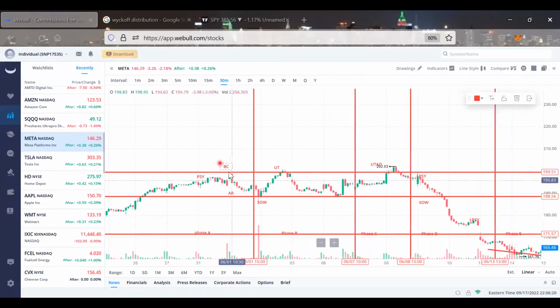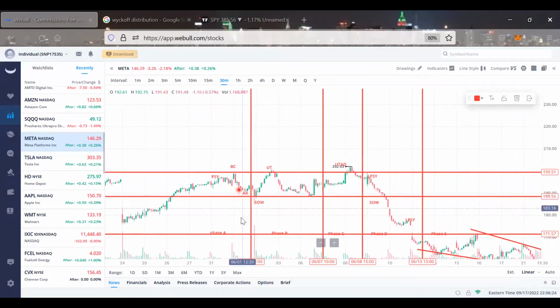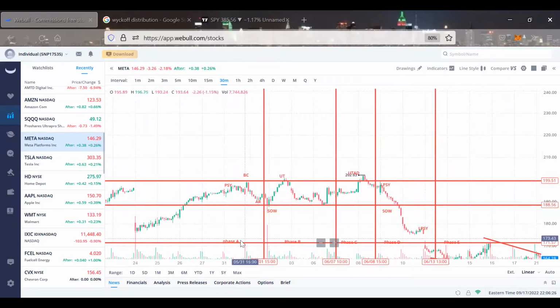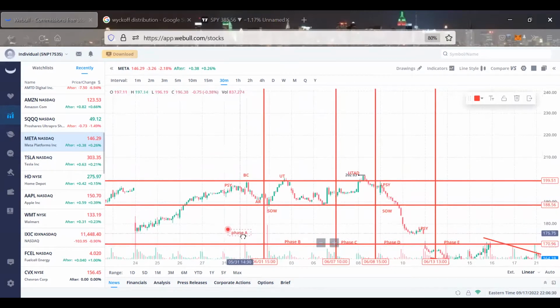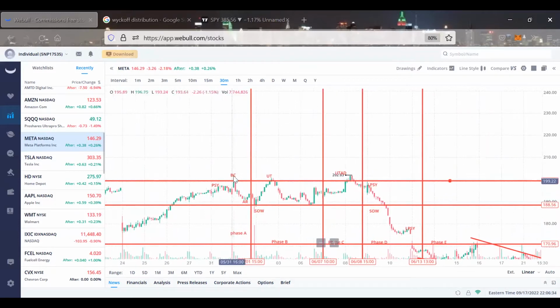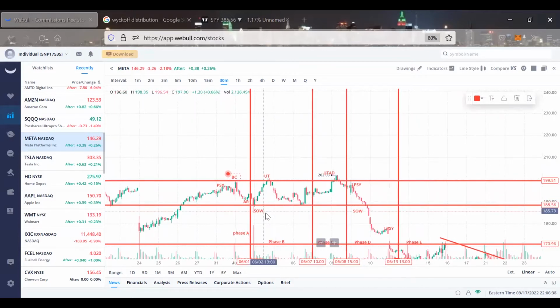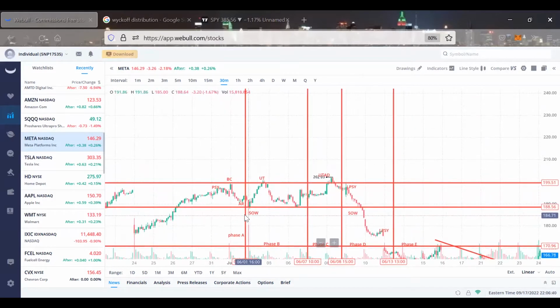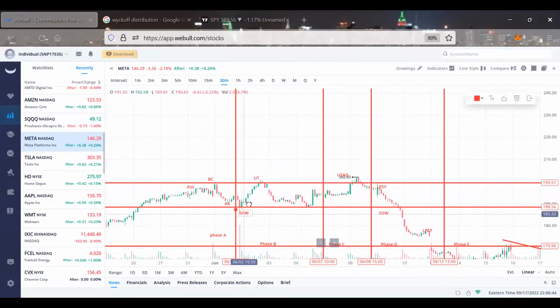After we have that buying climax, we have the rally, and that rally, the automatic rally, is our phase A right here. Phase A: preliminary supply, buying climax. Once we have that buying climax, we have the automatic rally. And then what we have here is the sign of weakness.